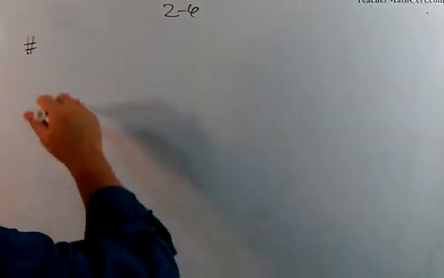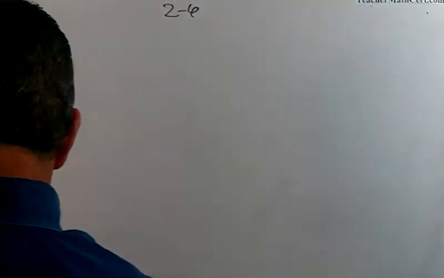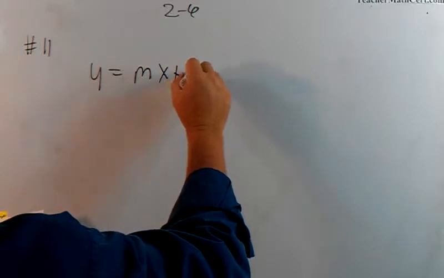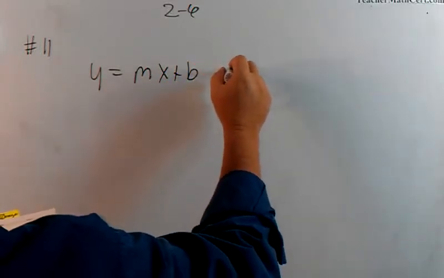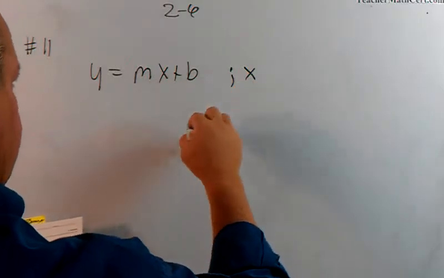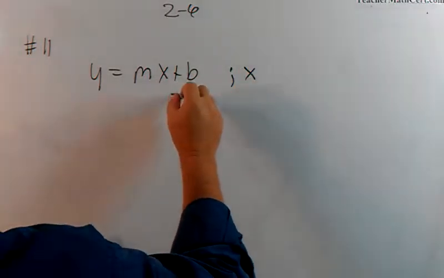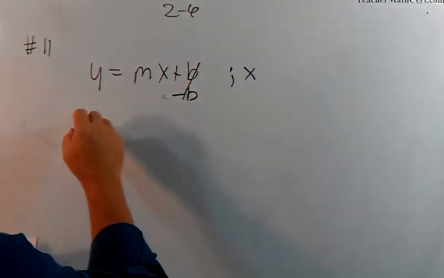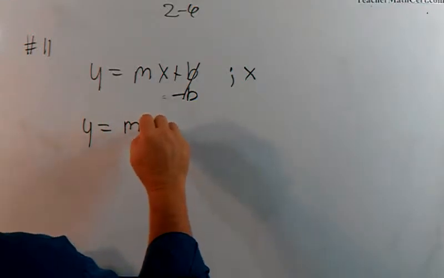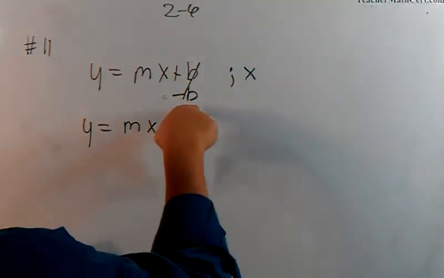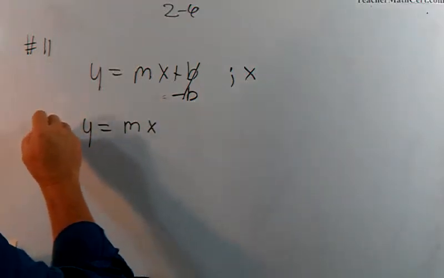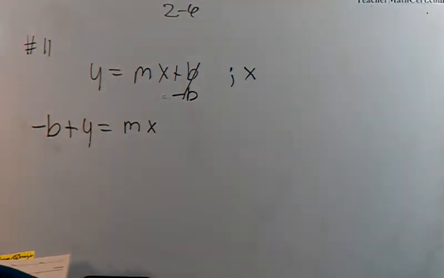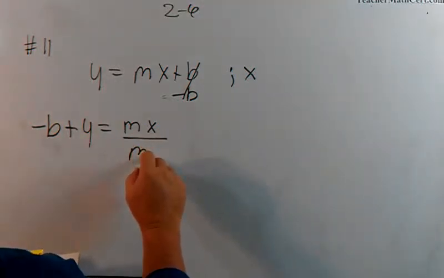Number 11. y equals mx plus b. Slope of a line. Solve for x. Alright, we've got a negative b here. We got a positive b. We can get rid of that by subtracting it. So we've got y is equal to mx. That went to 0. But what did we do here? We subtracted b, so we subtract b over here. Negative b. This was a plus y. We're solving for x. Divide both sides by m, right?